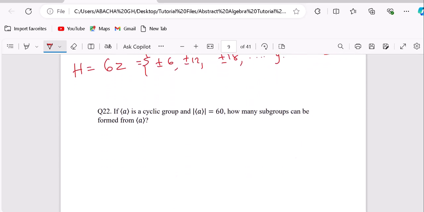They are saying that if A is a cyclic group and the order of A, when you see these two bars it means order, is 60, how many subgroups can be formed from A? Well, the subgroups are simply the factors of the order that we have here. So if we know the number of factors of this order, then those are the number of subgroups.